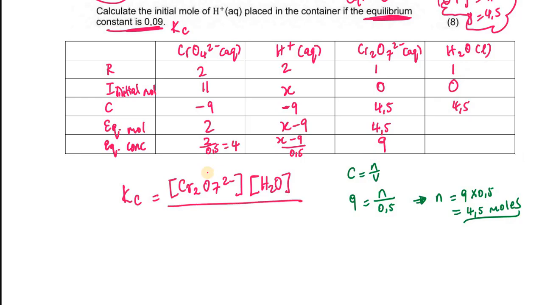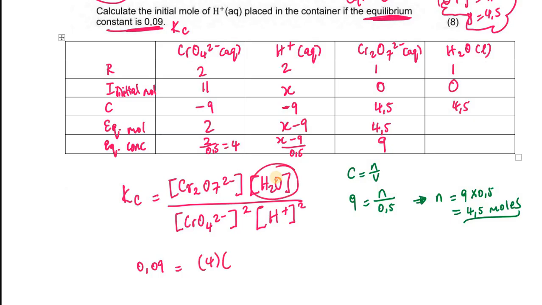And then for Cr2O4, the exponent there is going to be 2. And for the concentration of H plus, the exponent there is going to be 2. So Kc, how much is it? We have 0.09. And then the chromium ions, what is the equilibrium concentration? It's 4. So we put 4 there.